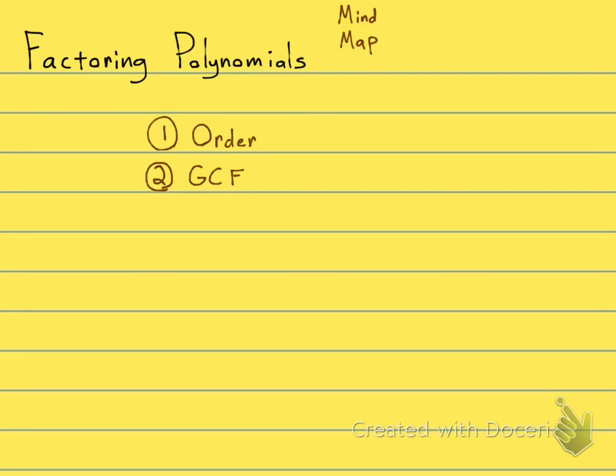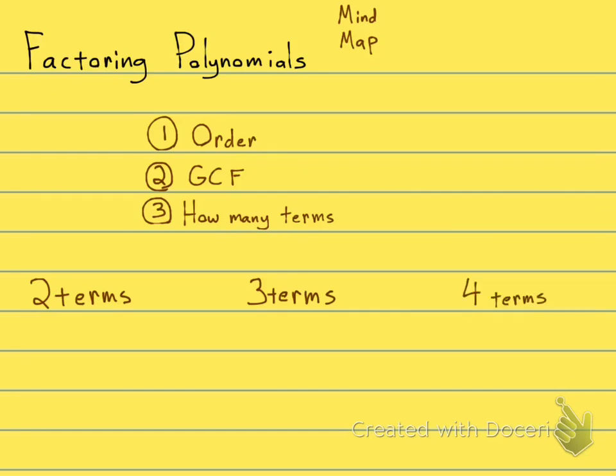So when you look at what's left, you're going to look at step 3, how many terms? You're either going to have 2 terms, 3 terms, or 4 terms, and we're going to handle those differently. 2 terms. If you see a 2-term polynomial and it wants you to factor, most likely it is going to be the difference of 2 squares. 3 terms. Okay, we have 2 possibilities there. And 4 terms.